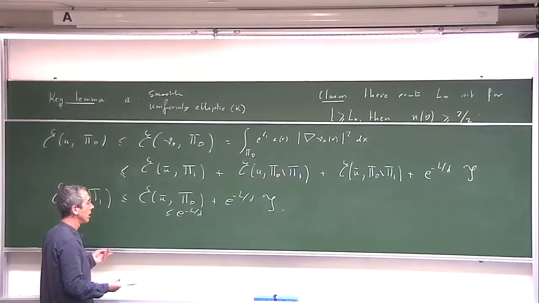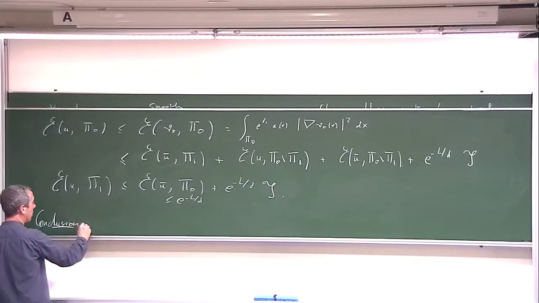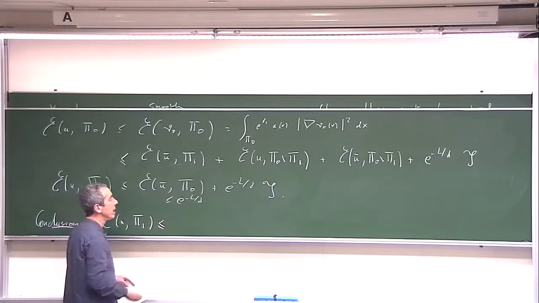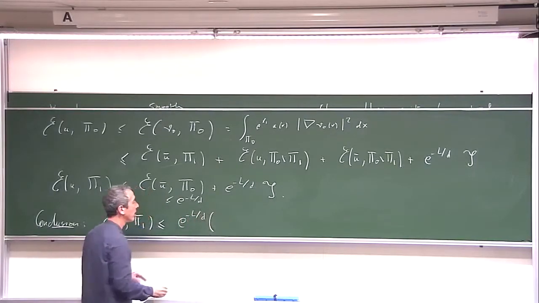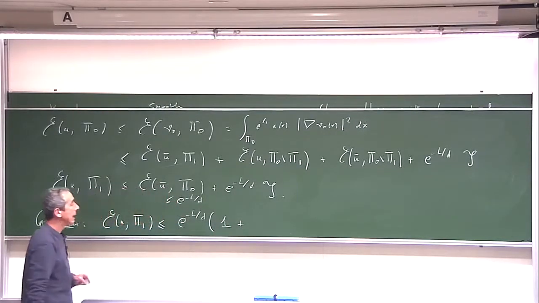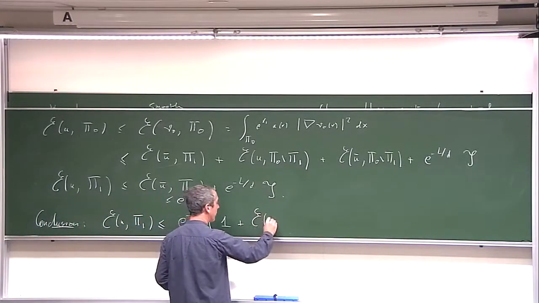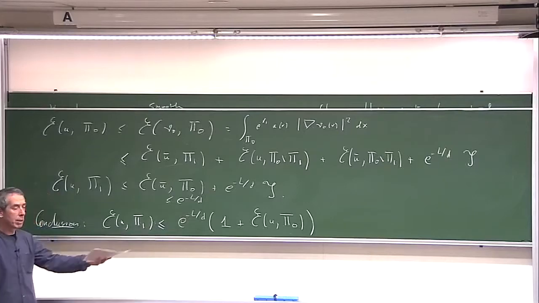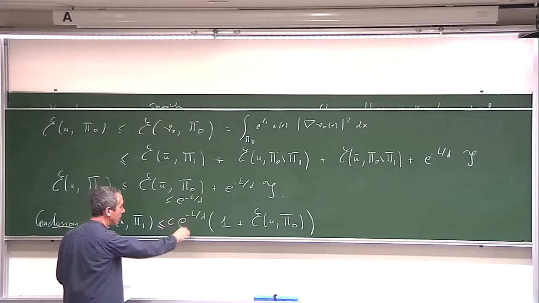And then the conclusion is, let me write here, is that we have a bound on the energy of u on pi 1. And this will be less than, let us put exponential minus L to the d in factor. And then there are terms of this order. I get 1 plus the energy of u in pi 0. So what we get at the end is an inequality of this form. And I'm neglecting some lower order terms here, and I'm certainly neglecting a constant.